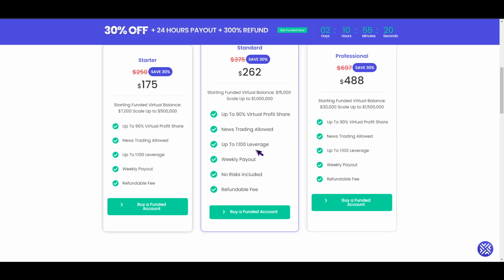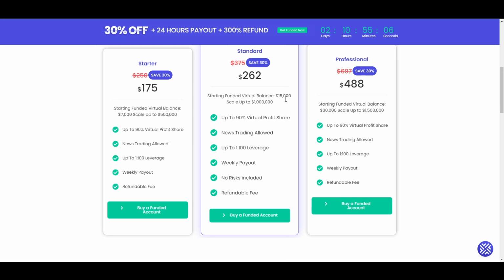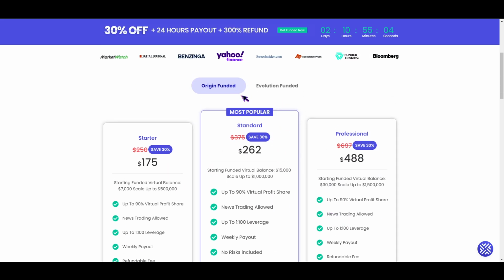all across the plans. News trading is allowed. Up to 1:100 leverage all throughout these accounts. Weekly payout through all of these. Refundable fee. And then the Standard has something unique, which is called No Risk Included. So those are all for these three plans under the Origin Funded.